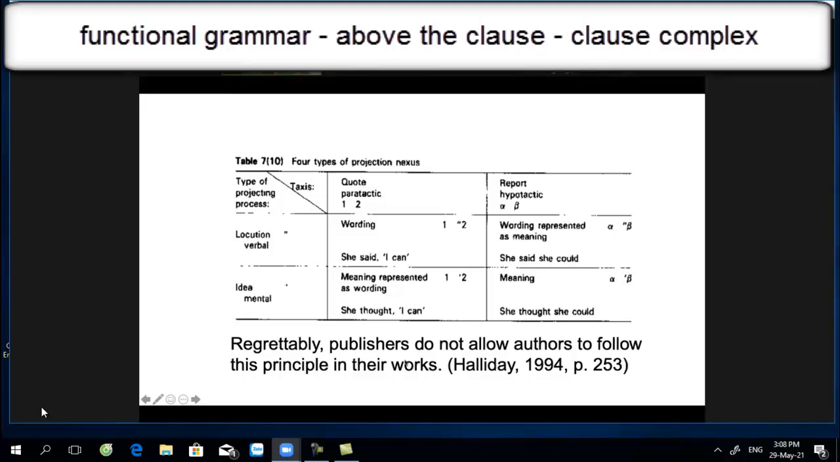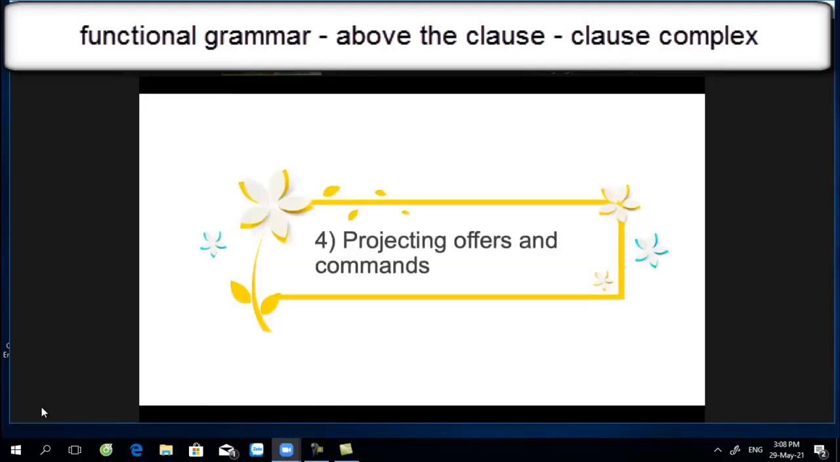Well, actually, Dr. Halliday noticed that publishers do not allow the author to follow this principle in their works. So when you read a book, normally the author will use only one quotation mark like this, "I can," and "I can," like this in part 1, instead of using double quotation mark for the verbal and single quotation mark for the mental. They don't use it because the publisher doesn't allow them to do so, which is quite interesting.